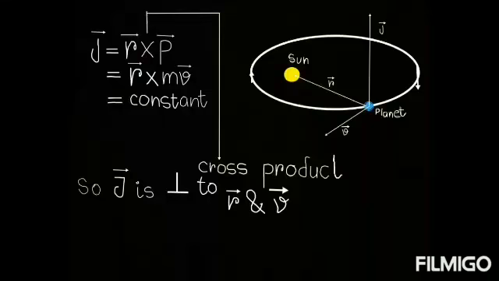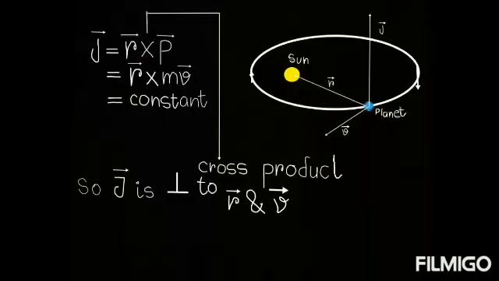The orbit of the planet therefore lies in a plane perpendicular to J. The direction of J will be determined by the right hand screw rule. The direction of the velocity and the direction of the radius vector, these two vectors will always remain perpendicular to J, as J is the cross product of r and v multiplied by m.